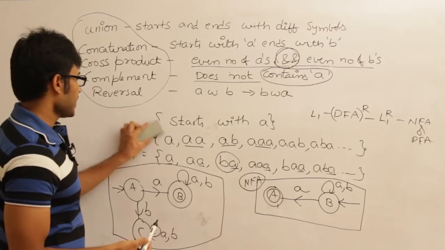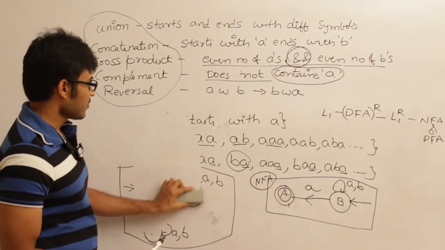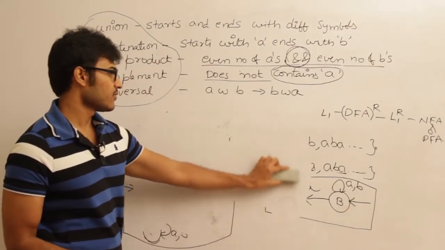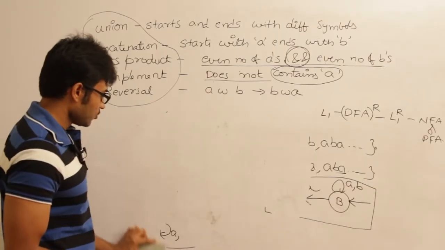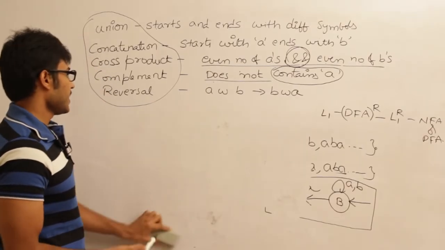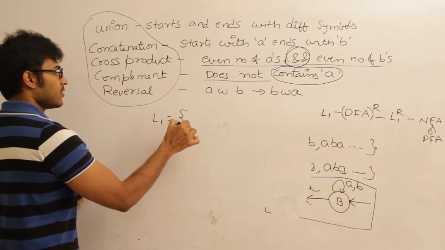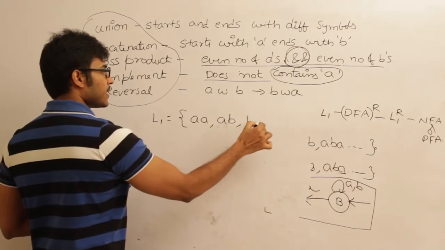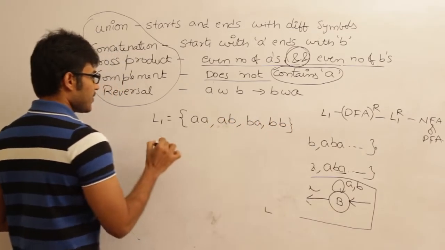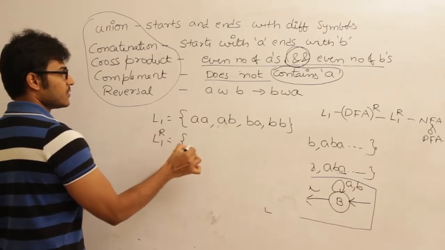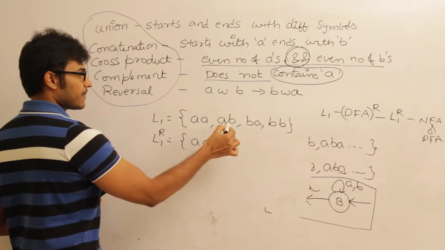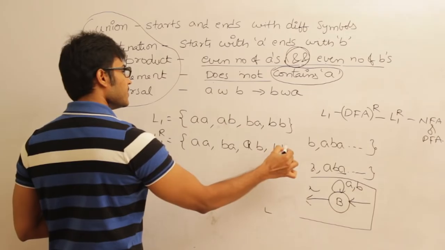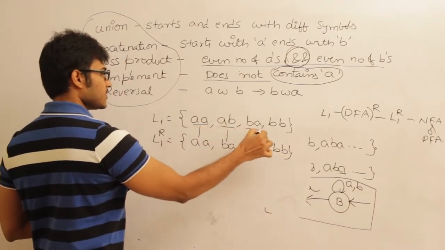Let us take one more example and I'll explain it. Let us say L1 is the set of all strings of length 3, or you can even take the set of all strings of length 2. Let us take 2. L1 is the set of all strings of length 2, which means AA, AB, BA, BB. Now I want to reverse it. Take each string and reverse it, which gives AA, BA, AB and BB.